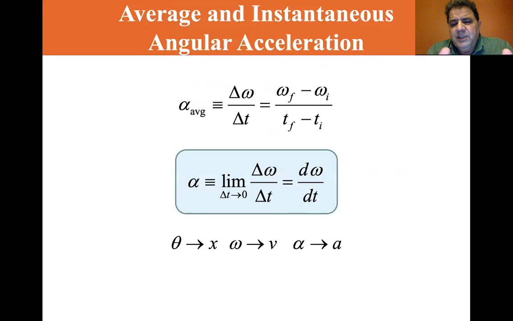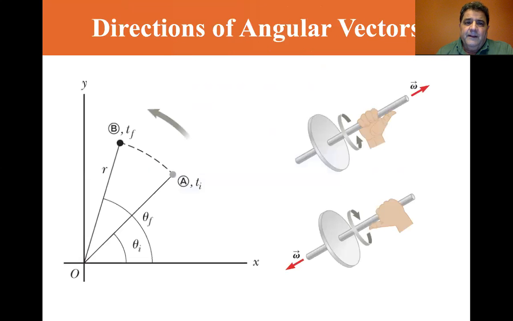So you can see the correlation. Theta is angular position, x is linear position, omega is angular velocity, v is linear velocity, and alpha is angular acceleration, and a is linear acceleration. Okay, now angular velocity is a vector, and the direction of the vector uses the right-hand rule, so that if you point your fingers in the direction of rotation, your thumb is the direction of omega.